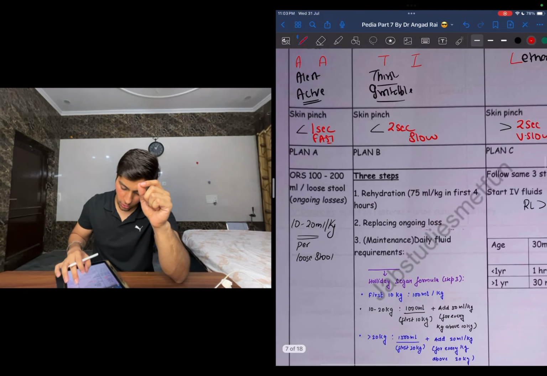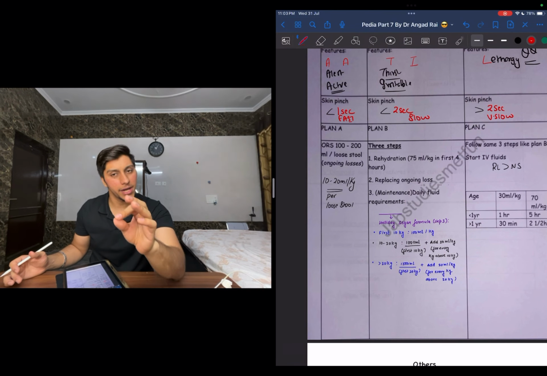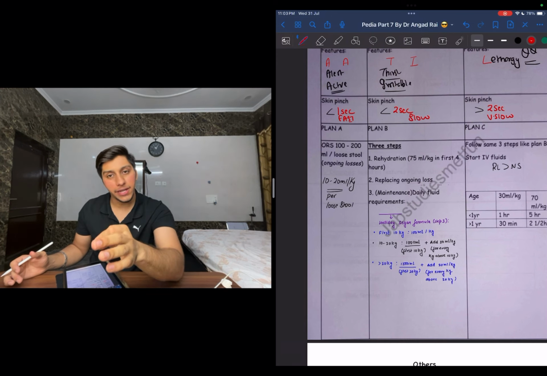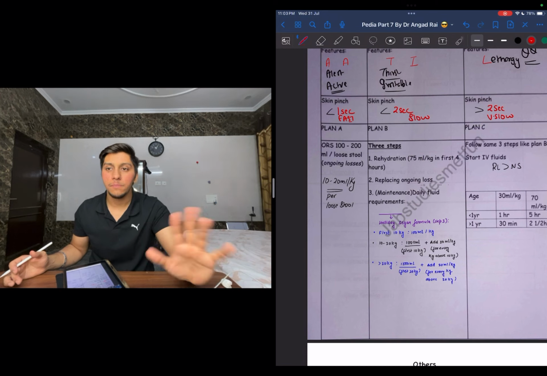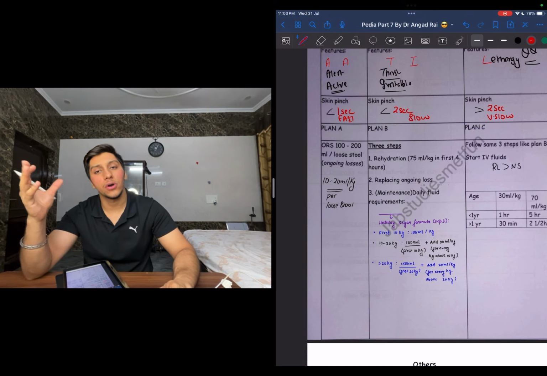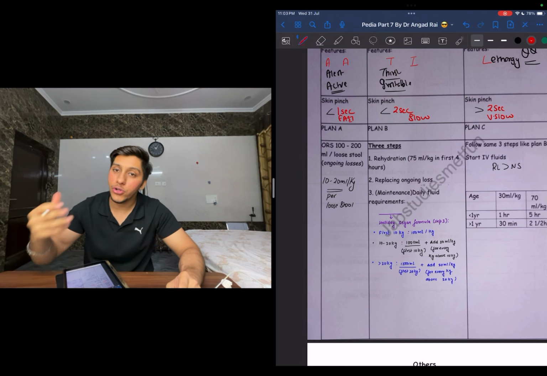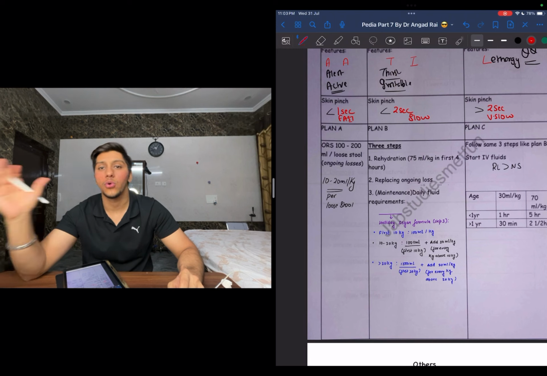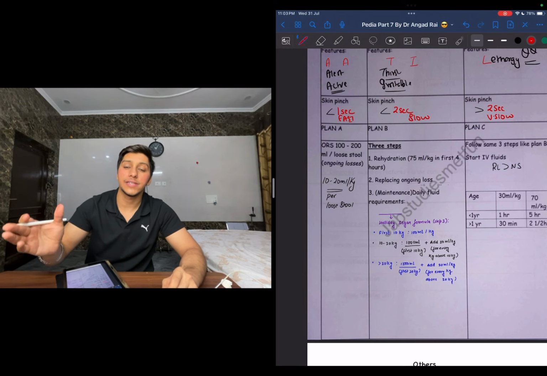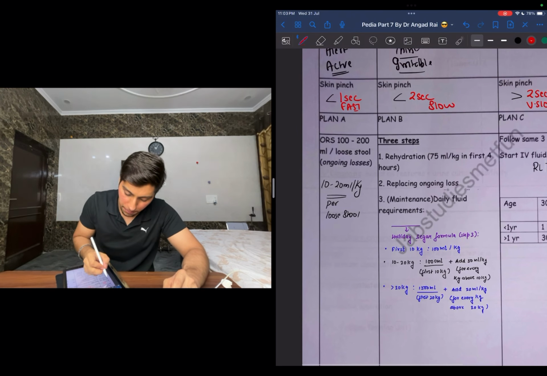Okay, now guys, we are going to talk about the plan, what we have to do. So in a case of no dehydration, but the patient had diarrhea, what are you going to do? Jitna pani nikla, utna pani de do. Means you have to replenish the ongoing loss, that is it. And how do you do that? Either you give around 100 ml of ORS or 200 ml of ORS. And how do you check that? It is 10 to 20 ml per kg. Remember, this is known as plan A.